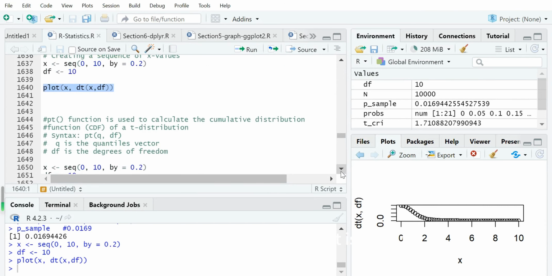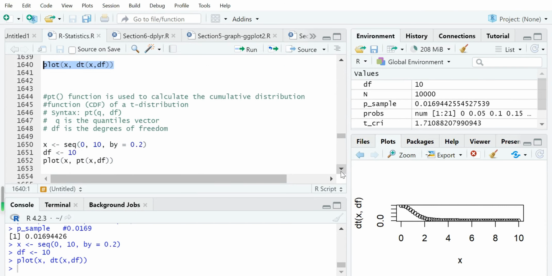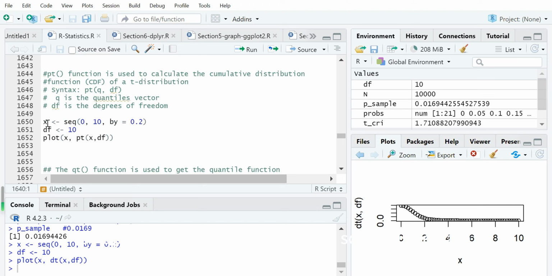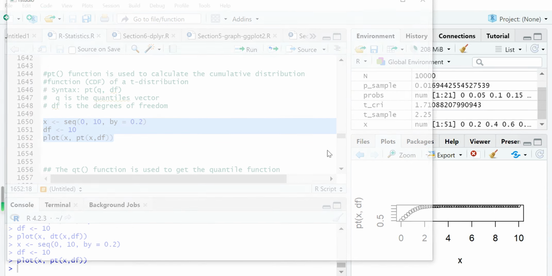The second function is pt. It is used to calculate the cumulative probability for a random variable, so the probability up to this value. We also create a vector for the random variable from 0 to 10 with degrees of freedom 10. We can use pt, where x is the random variable vector, with the degrees of freedom. We plot it in a figure.